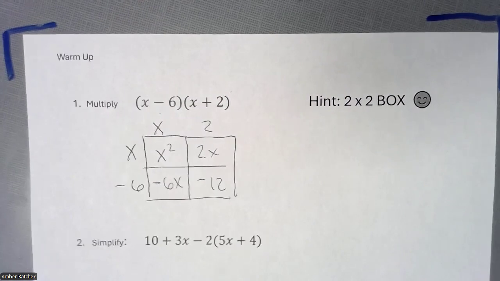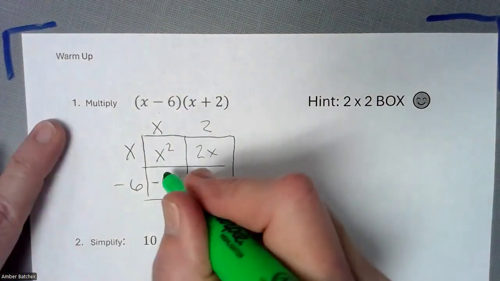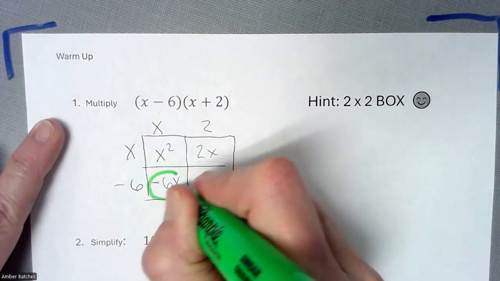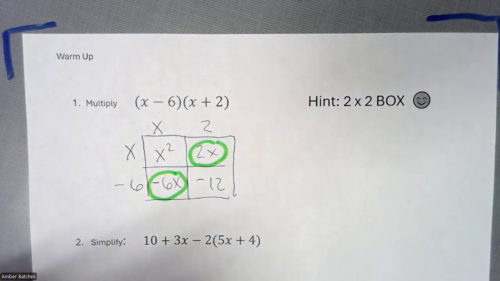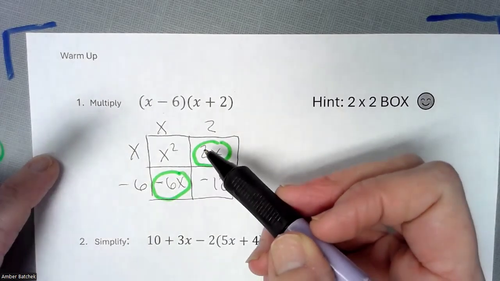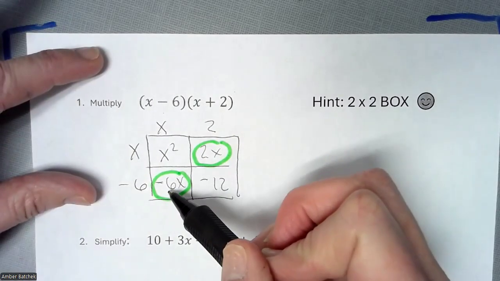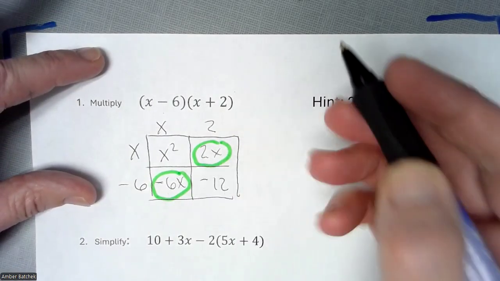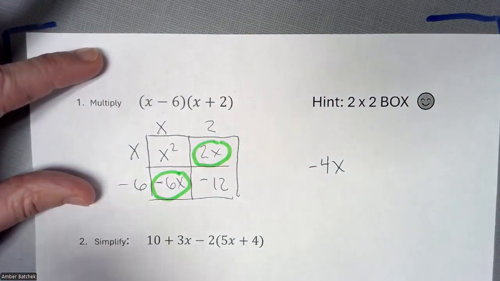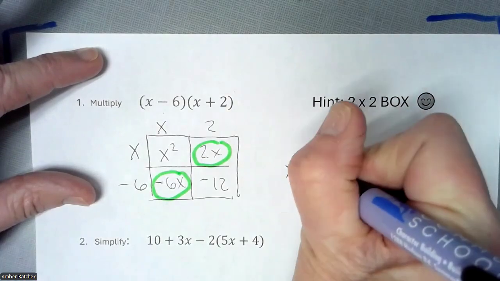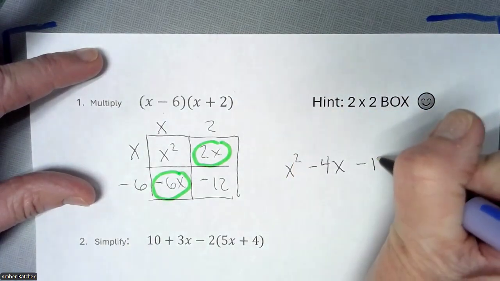Okay, now we are combining like terms. So y'all, we're not adding powers anymore. Okay, we're just keeping the variable. All right, so -6 plus 2 is -4x. Then I'm going to bring my x squared down, and I'm going to bring down my -12.